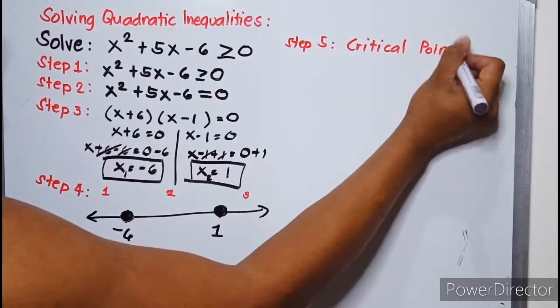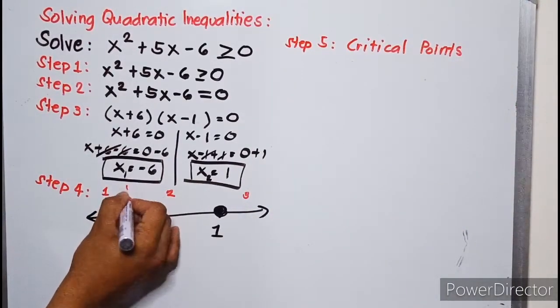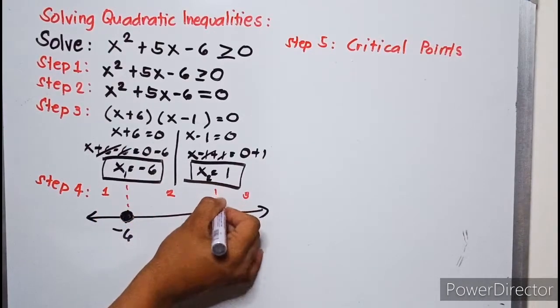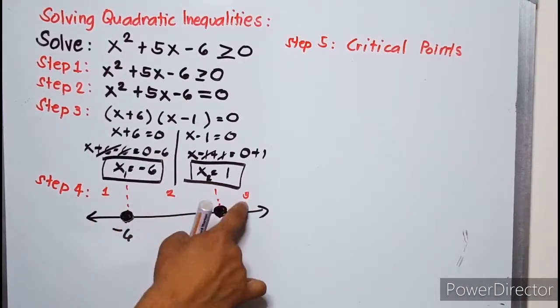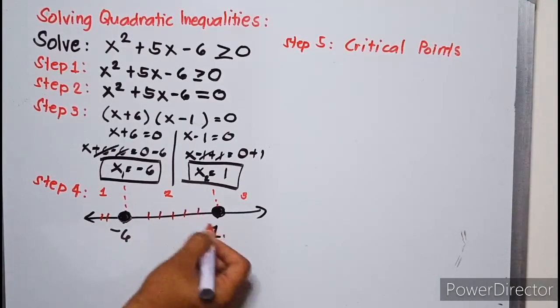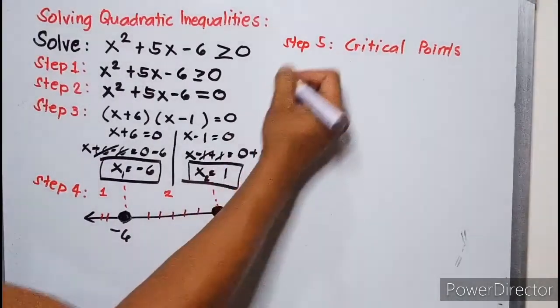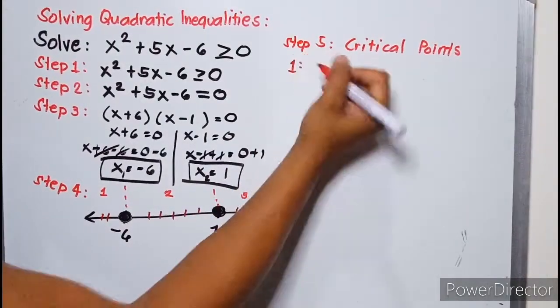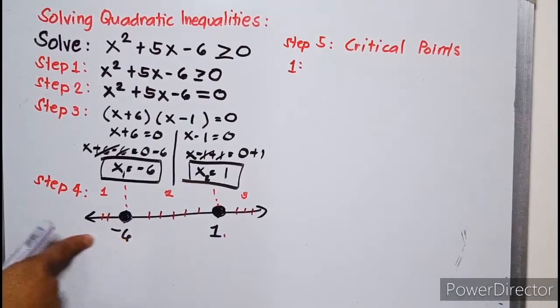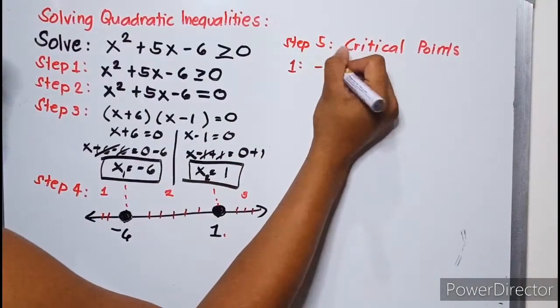Saan kukuha ng critical points? Dito sa ating 3 parts. Ito yung first, second, and third. Hahanap ka ng numbers sa pagitan nitong mga parts na to. So, critical points for part 1. Ano yung mga numbers na makikita mo sa part 1? Yung mga pababa. So, let's have negative 10. Ang kuhanin natin ay negative 10.